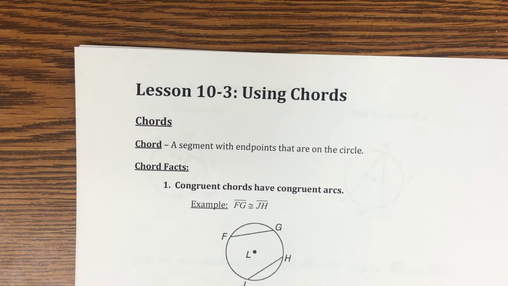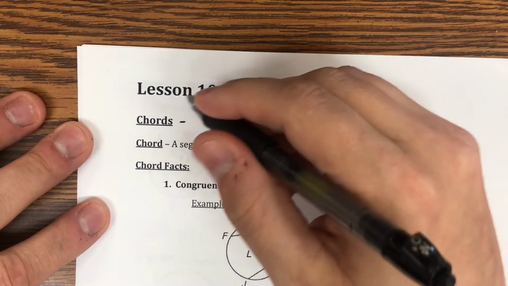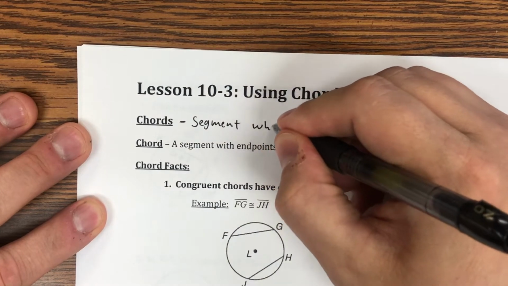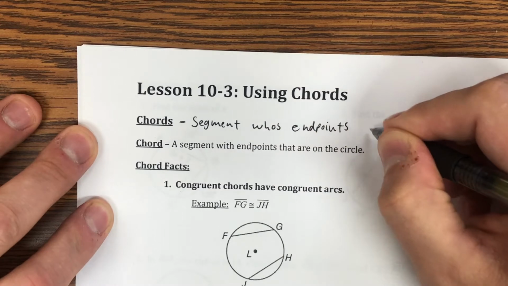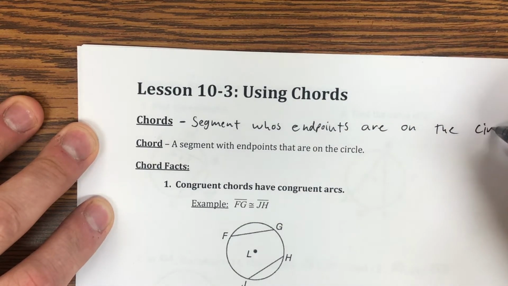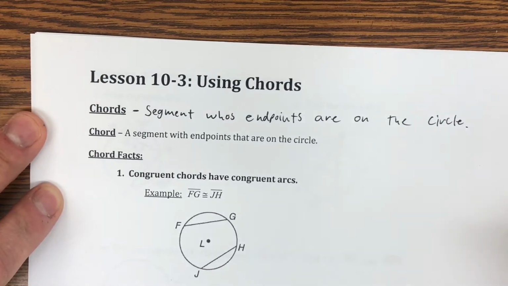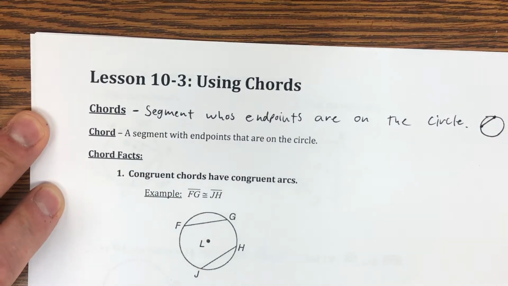Our goal is to use chords. Keep in mind, a brief recall on the definition: a chord is a segment whose endpoints are on the circle. When we say on the circle, that means it's the edge, okay? So a chord would look something like this. Endpoints on the circle.